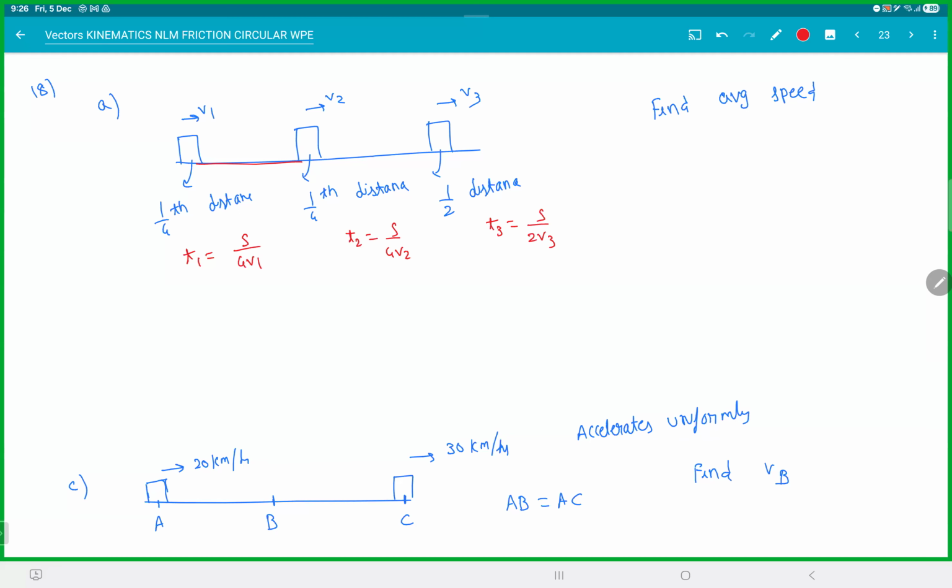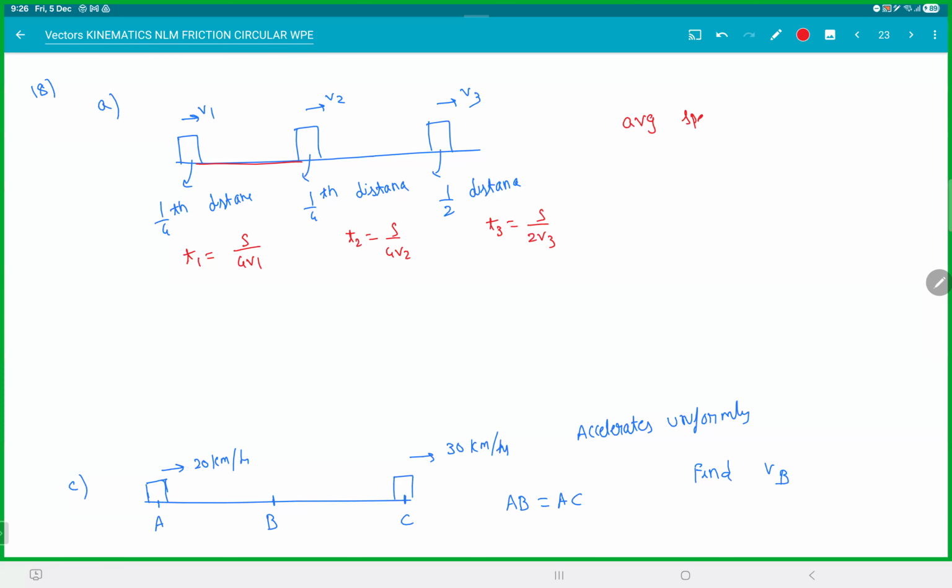The better question would have been this. We did that in the notes. A particle travels with speed v1 for half the distance, and with speed v2 for remaining half of the time, and v3 for the remaining time. So there is a mix-up of distance and time. You should check out the notes. That's a much better one. So then this is easy.